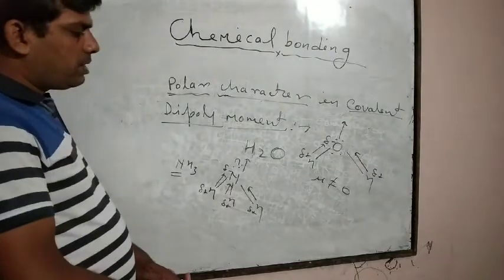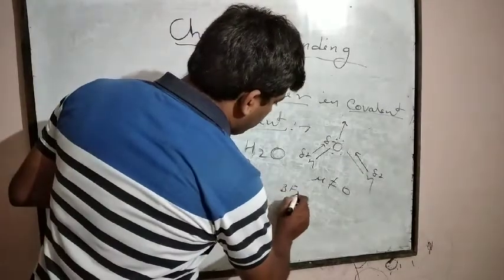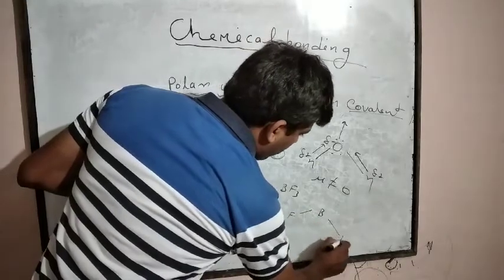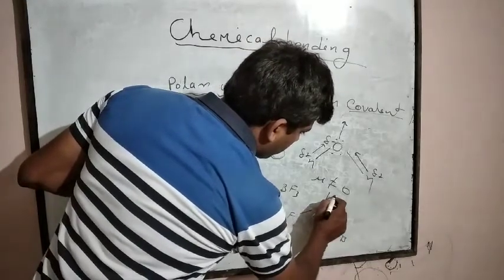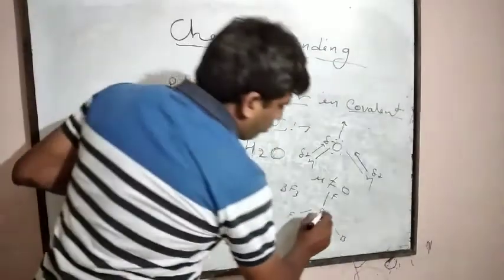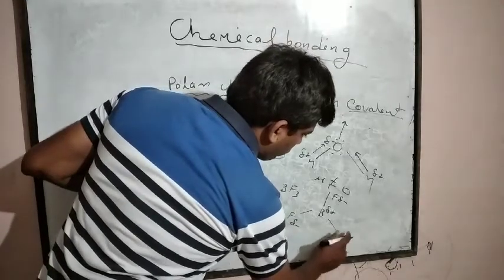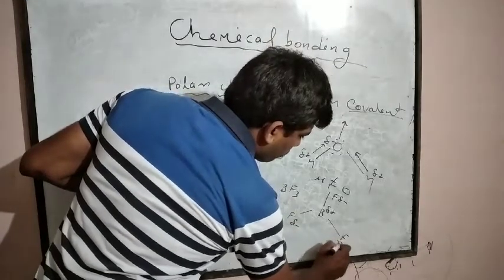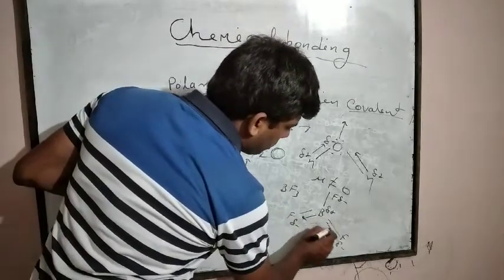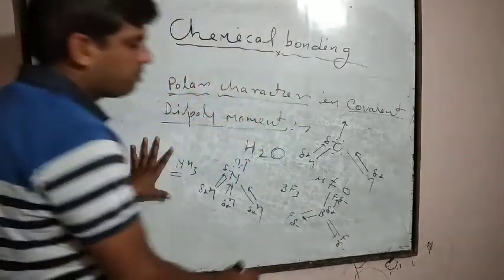Similarly, if BF3 is taken, then what happens? B, F, F, and this one F. Now this one is positive and this one is negative. This one is negative because fluorine is more electronegative. The direction of dipole moment is like this and like this.